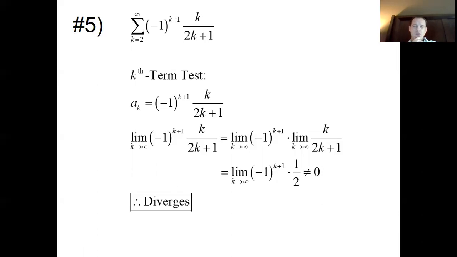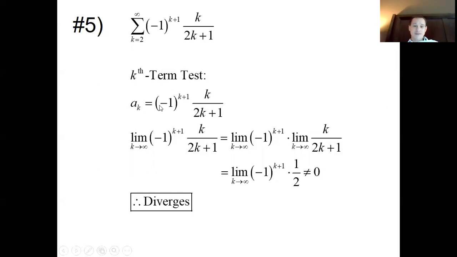K over 2k plus 1, eventually, as k goes to infinity, kind of looks like a half. So I've almost got a negative 1 to the k. It's like oscillating, but the things that are oscillating are 1/2. Way out in the end, it's going to look like a half minus a half plus a half minus a half. The terms themselves are not even going to 0. So with that in mind, I'm just going to use that easy test that says when the terms are not going to zero, diverge. And that's the kth term test.